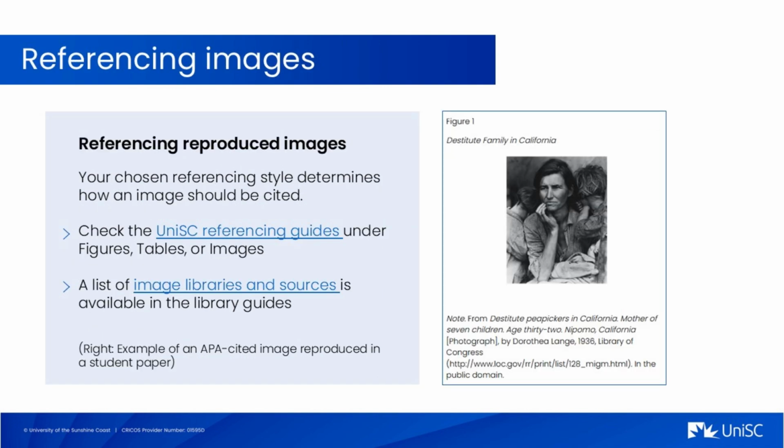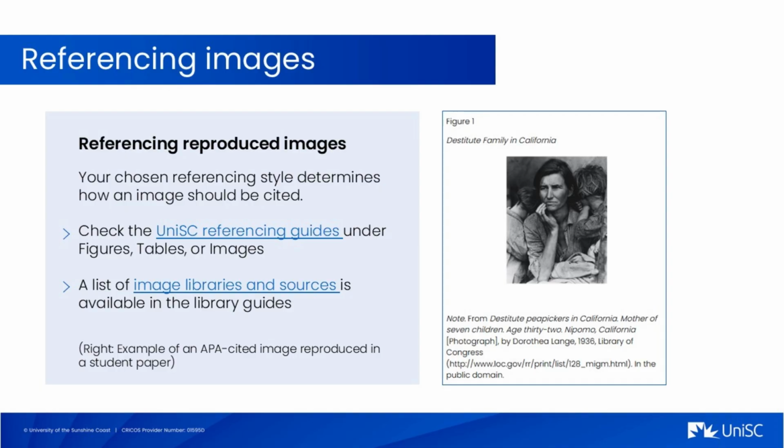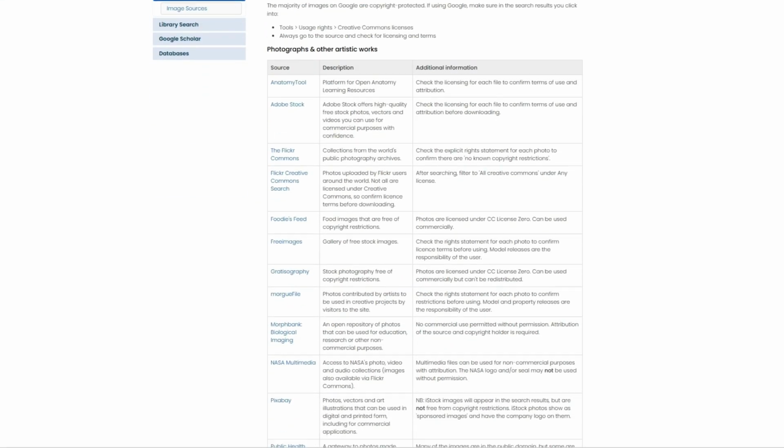Referencing isn't just for written sources. Images, tables, graphs, and figures also need to be referenced if they aren't your own original work. The UniSC referencing guides include clear examples showing how to correctly reference visual materials across different referencing styles. It's also important to be aware of copyright restrictions. Not all images found online can be reused. The library's image guide provides information on the best places to source images.